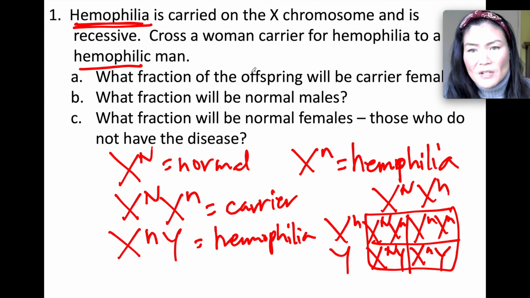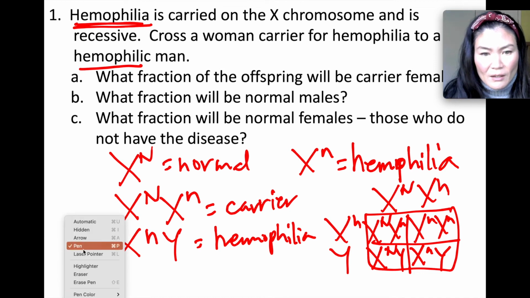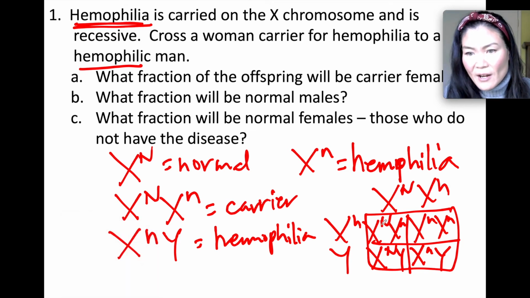Okay, what fraction of the offspring will be carrier females? So it's asking about out of all the offspring. And here, maybe I'll use a different color, just so I can, like, let's use blue, okay? So the carrier, I only see one carrier female, 1 out of 4. So I'm going to say 1 out of 4 is going to be a carrier.